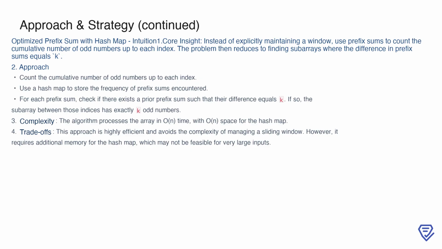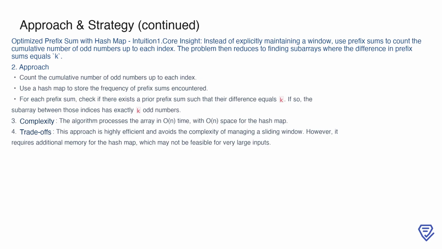The core idea is to transform the problem into one involving prefix sums. By keeping a running count of the cumulative number of odd numbers encountered up to each index, we can reduce the problem to finding subarrays where the difference between two prefix sums is exactly k. To implement this, we maintain a hash map that records the frequency of each prefix sum.